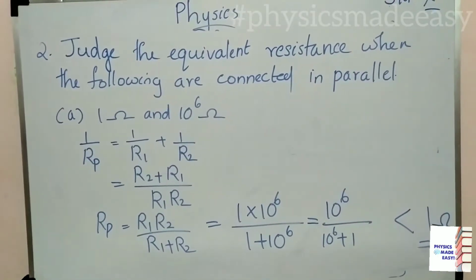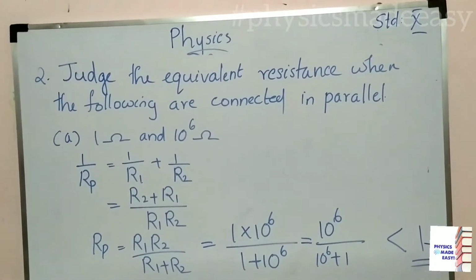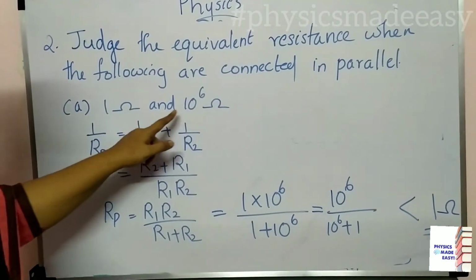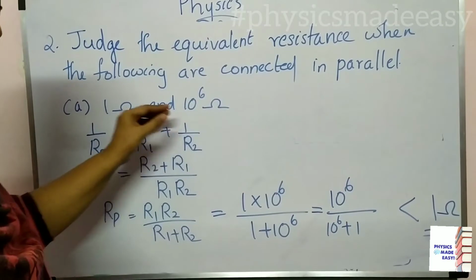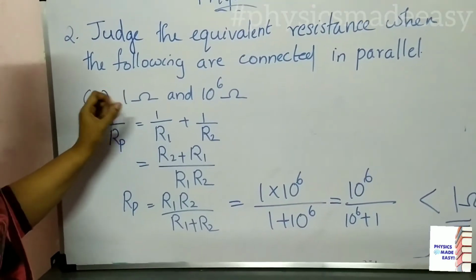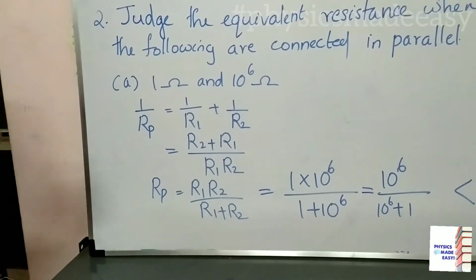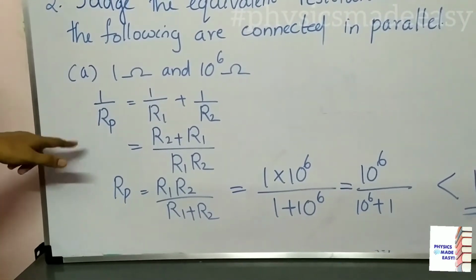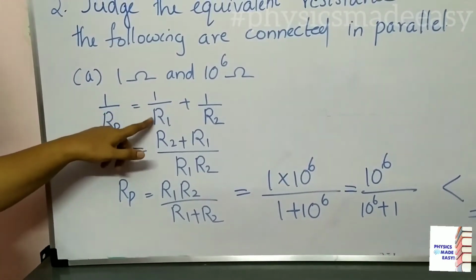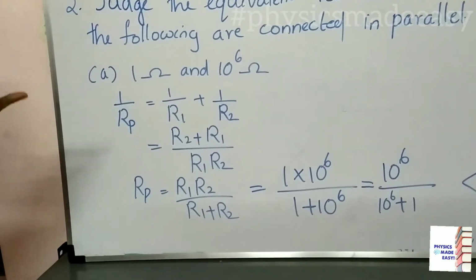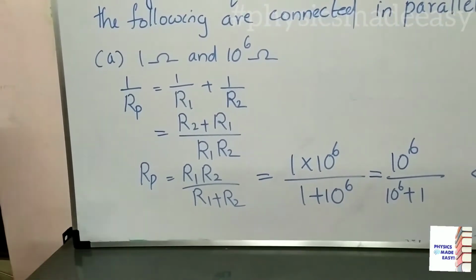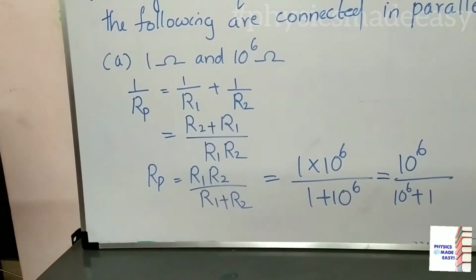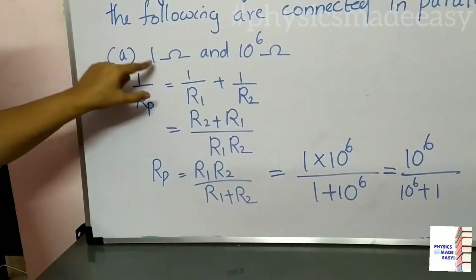Judge the equivalent resistance when the following are connected in parallel. Here you can see 1 ohm and 10 raised to 6 ohm. One has very little resistance and the other has high resistance. How to do this here? We can use the equation 1 by Rp is equal to 1 by R1 plus 1 by R2. From the theory we can say if these two resistors are connected in parallel, the effective resistance will be less than the smallest one.